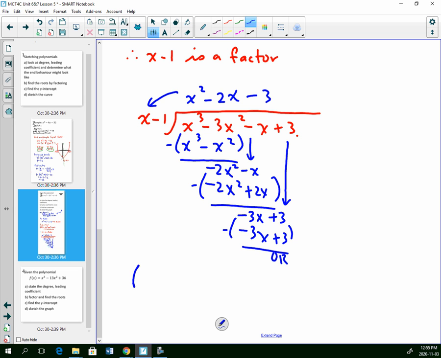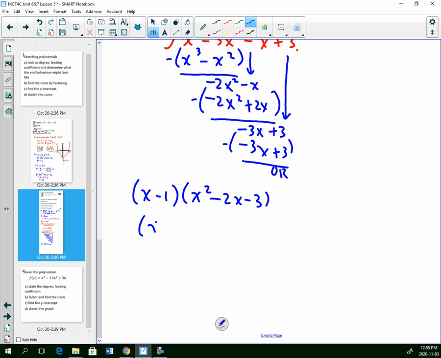So what are my factors? My factors are x minus 1. We already found that first. And then the quadratic that's left is x squared minus 2x minus 3. And once I get it down to a quadratic, I can factor that. So 3 times 1 is 3. It has to add to negative 2, so negative 3 plus 1. And then those are my factors of the polynomial.